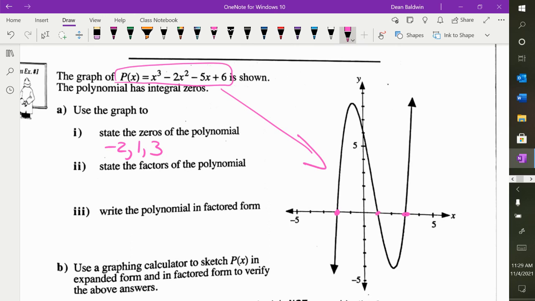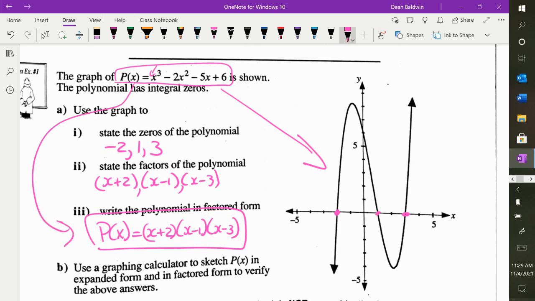What are the factors that would give you these zeros? What factor, i.e. what brackets, would give you minus 2? There you go. Those are the corresponding factors. If we know the leading coefficient is 1, which we know because there's the actual polynomial up there, I can then write this polynomial in factored form. It is just x plus 2, x minus 1, x minus 3.